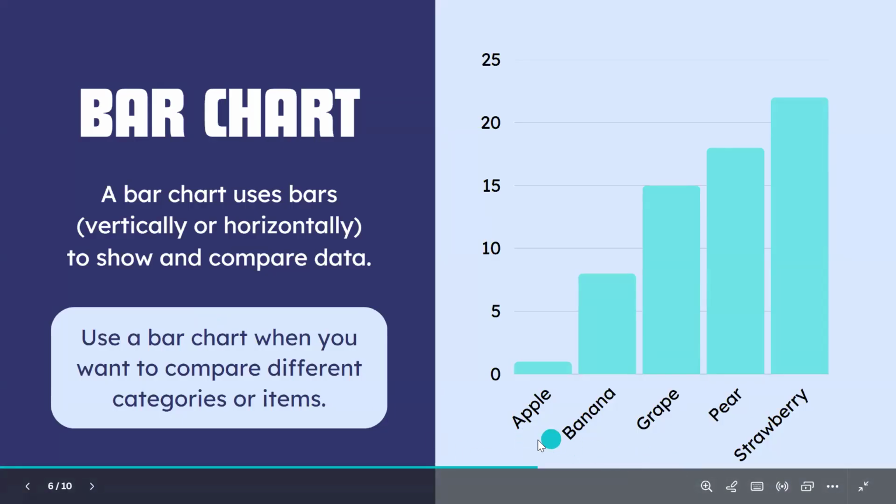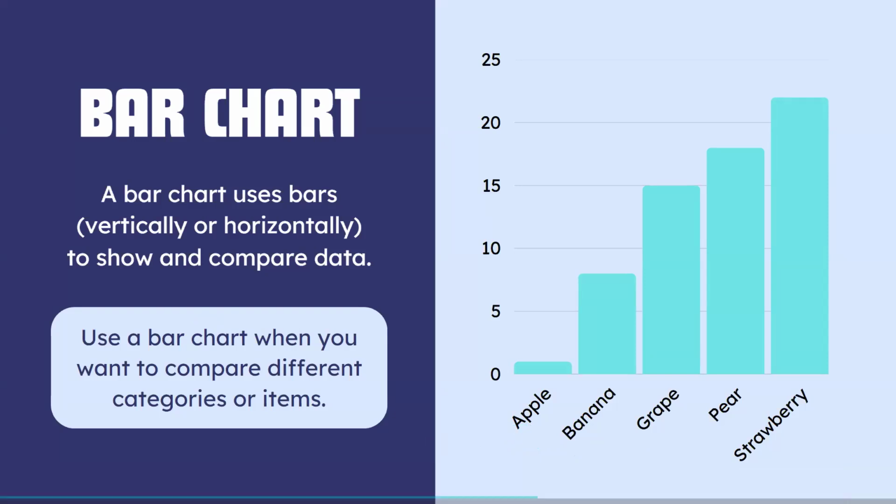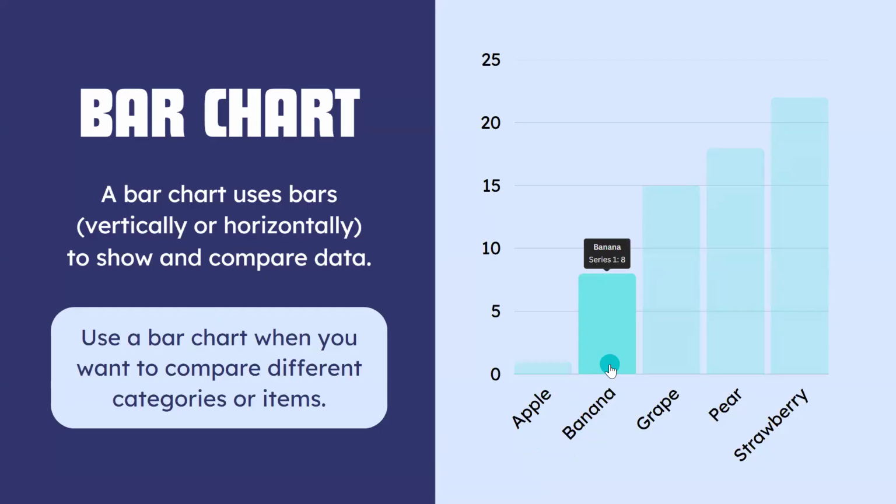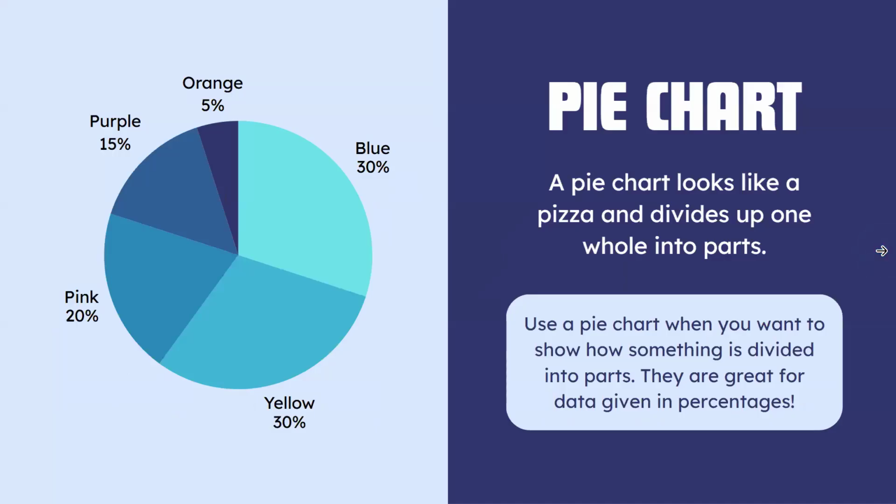You want to compare how many apples and how many bananas are there in your bag. In your bag, there is only one apple, and there are 8 bananas. It can be compared. A bar graph is used in those kinds of situations.